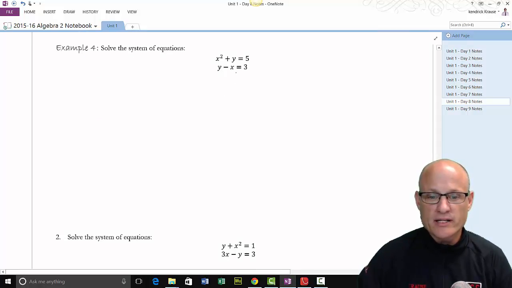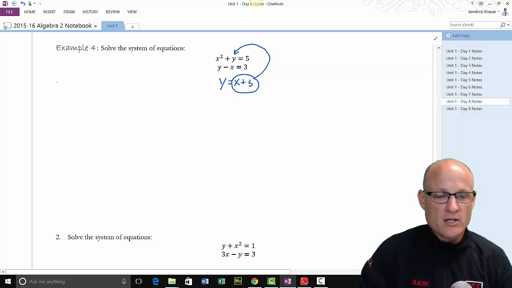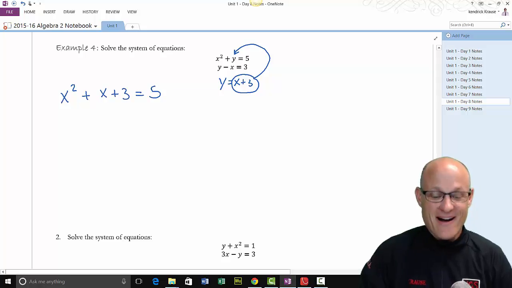We don't have what y equals. This is probably the easier one to find. So I'm going to say y is equal to x plus 3. This is y, and I'm going to plug it in there for y. So instead of x squared plus y, I'm going to write x squared plus x plus 3 equals 5.